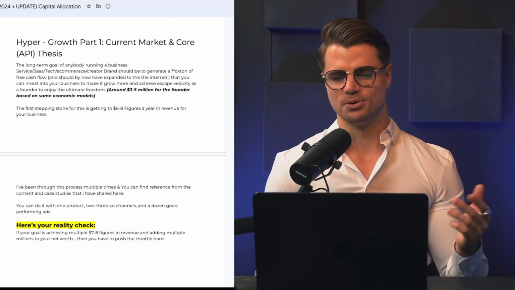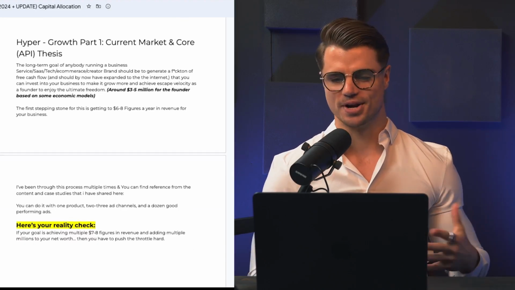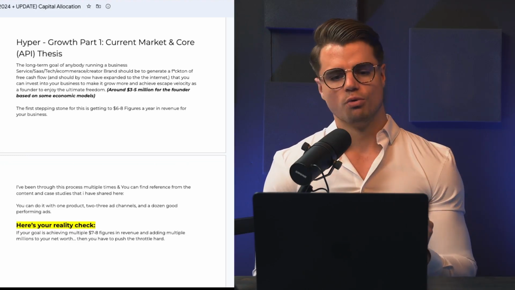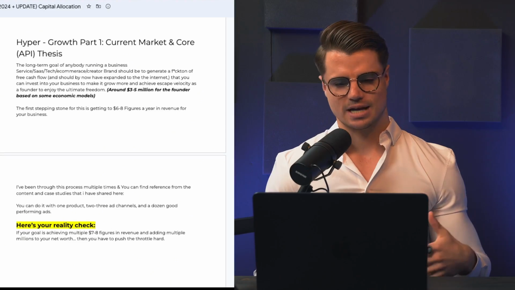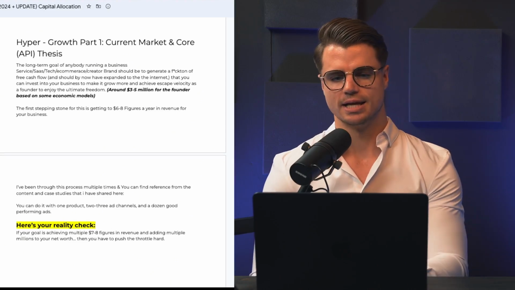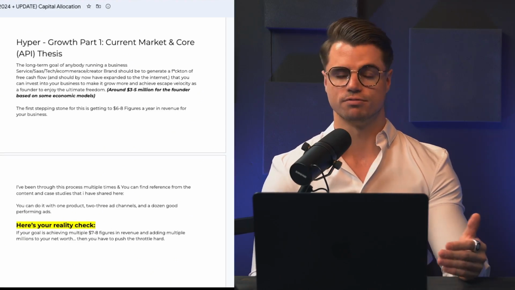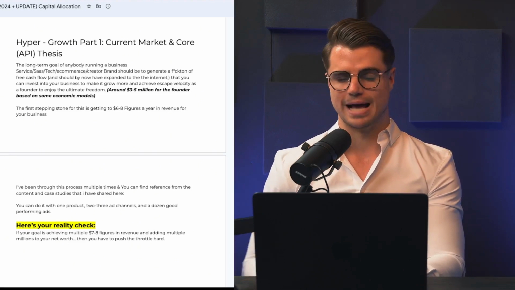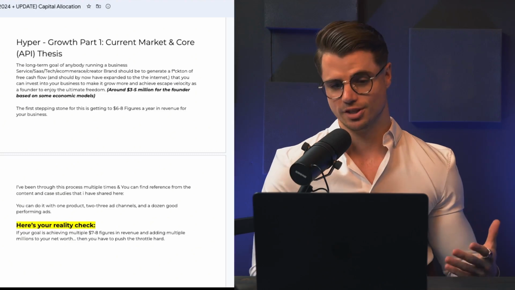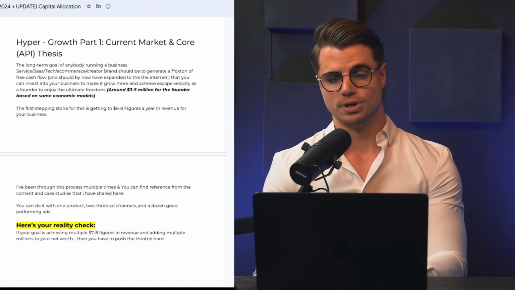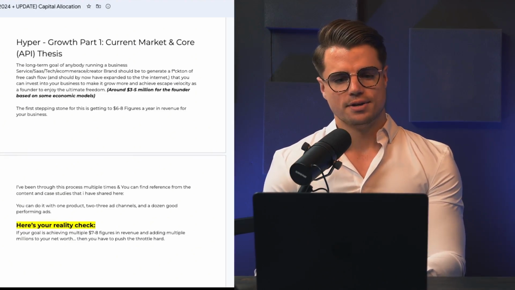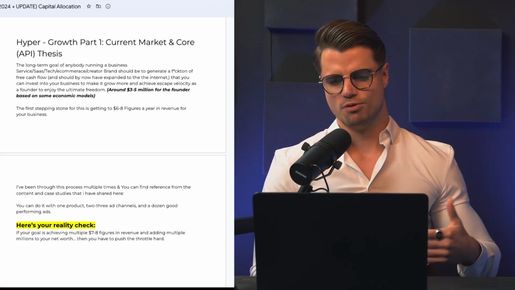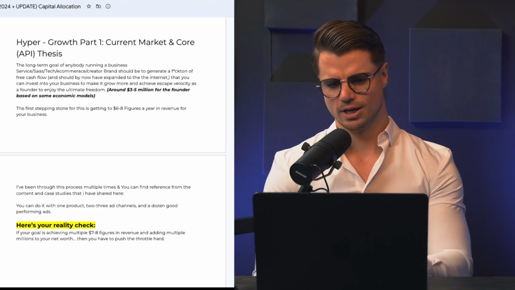Then we've got the hyper growth protocol. Part 1 is where we want to start, the current market core API thesis. Long term, the goal for anyone running a service, a SaaS, a tech business, or whatever the business might be, is obviously to create a ton of free cash flow. That is what we're looking at there. And by now you should have expanded into the internet. If you're not leveraging the internet, you should be, because it's a technology. There are things we're going to go through. You might know them, you might not, but sit with me because it will make a lot of sense.